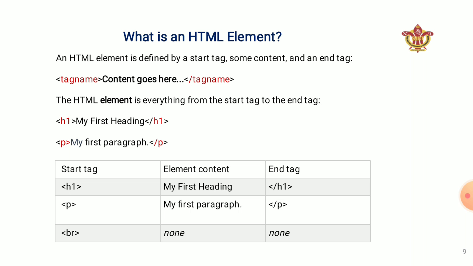What is an HTML element? An HTML element is defined by a start tag, some content, and an end tag: the tag name, the content goes here, then the tag name closed. An HTML element is everything from the start tag to the end tag, like H1 my first heading, then H1 closed, then P is a paragraph, my first paragraph, then the paragraph closed. So in the example, the start tag is H1, my first heading is the content, and the end tag closes H1. For P, this is a start tag, the element content is my first paragraph, and the end tag is the paragraph closing. The BR tag is a start tag, but it contains no content and has no end tag.